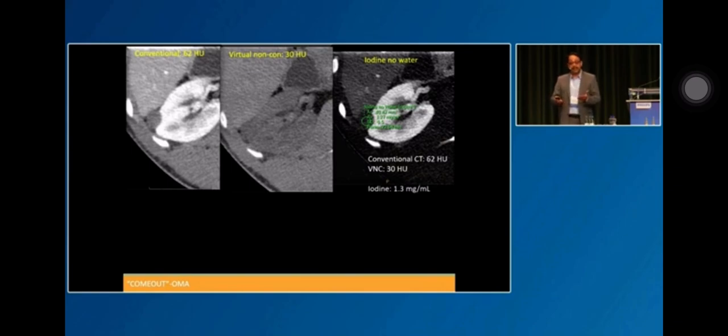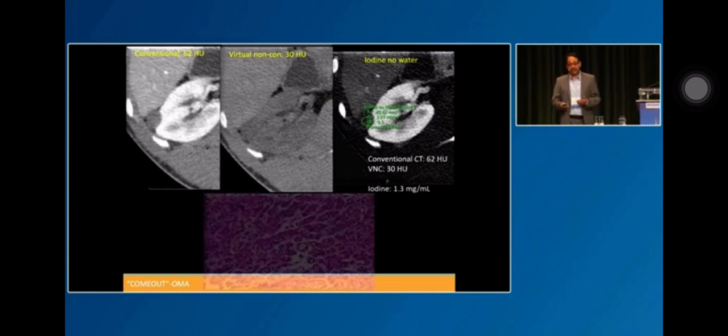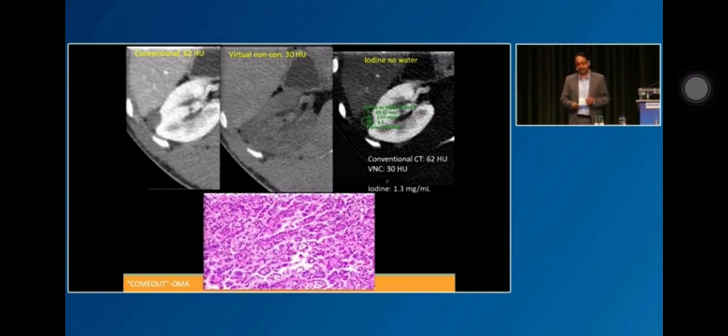Here's a kidney lesion. It would be indeterminate, a wishy-washy report, but you look, it enhances compared to virtual non-contrast, clear iodine uptake. This needs to be resected. This was a classic papillary cancer on histopathology.